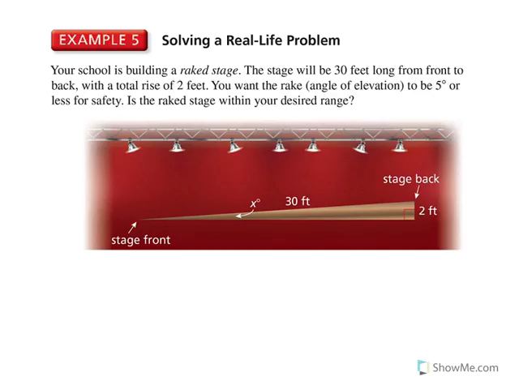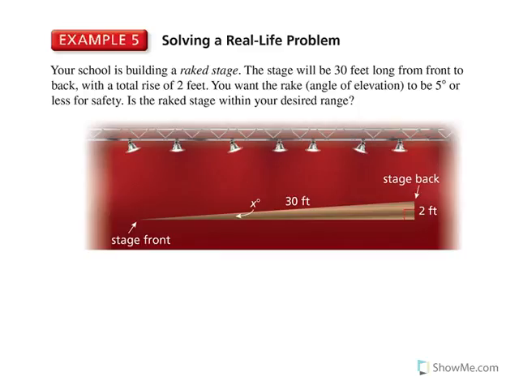So we're just going to go ahead and look at this last one. Your school building's building a raked stage. I'm not exactly sure what that means. But the stage, it says, will be 30 feet long from front to back with a total rise of 2 feet. You want the rake to be 5 degrees or less for safety. So I'm guessing a raked stage is basically they're lifting it up some so it's easier to see the whole stage, right? If it's really flat, it's harder for the audience to see.